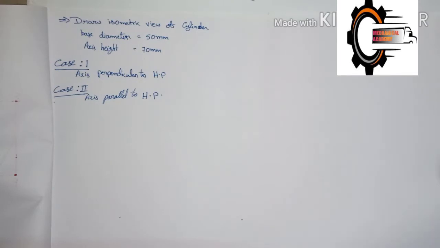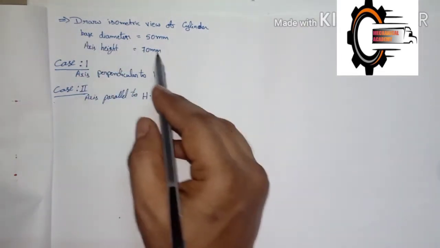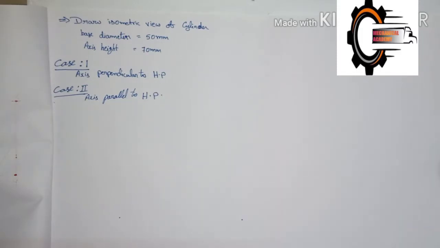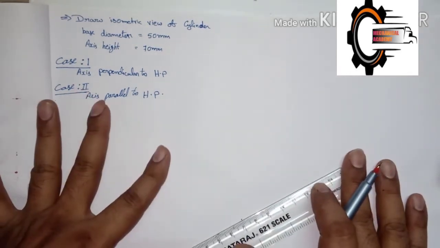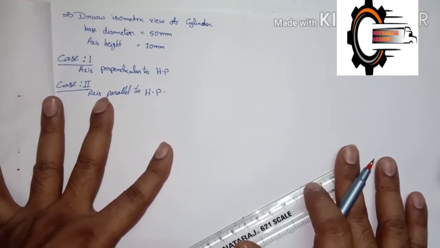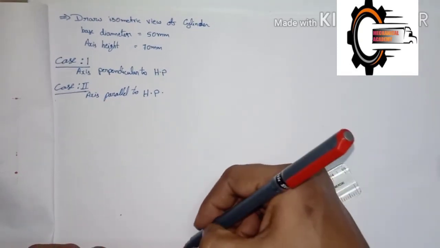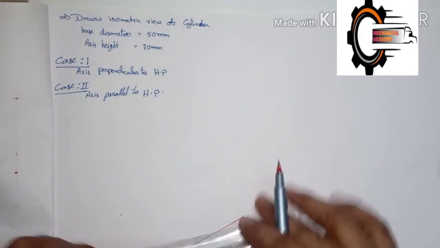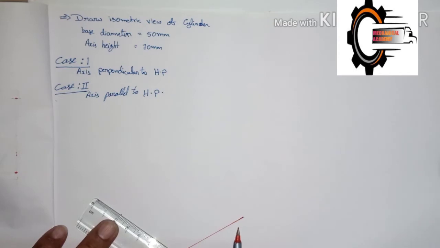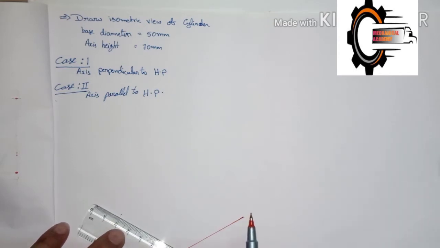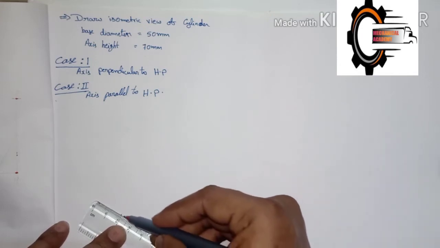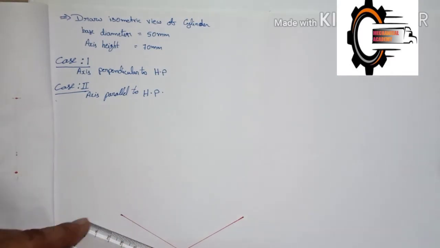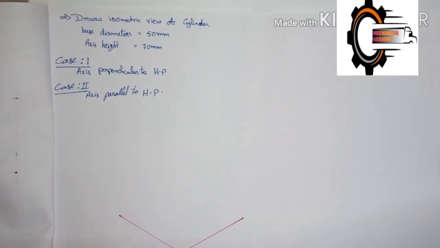So for the isometric view, the base diameter is 50 mm. We have to draw the rhombus of 50 mm on 4 sides. Let's draw it. So this is the 50 mm. Similarly, we have to draw all 4 sides. This is the 50 mm. We know the other side.